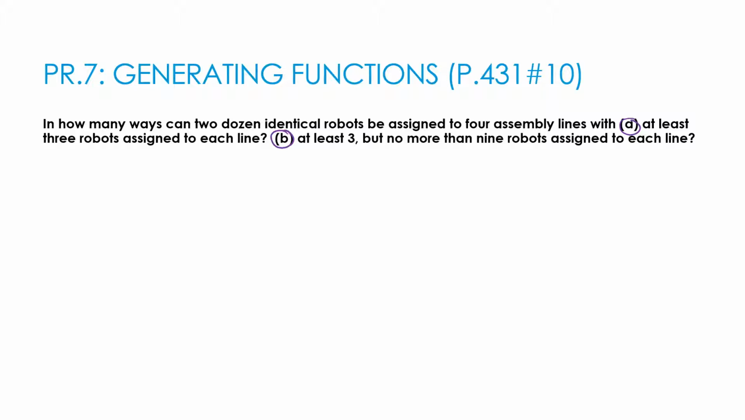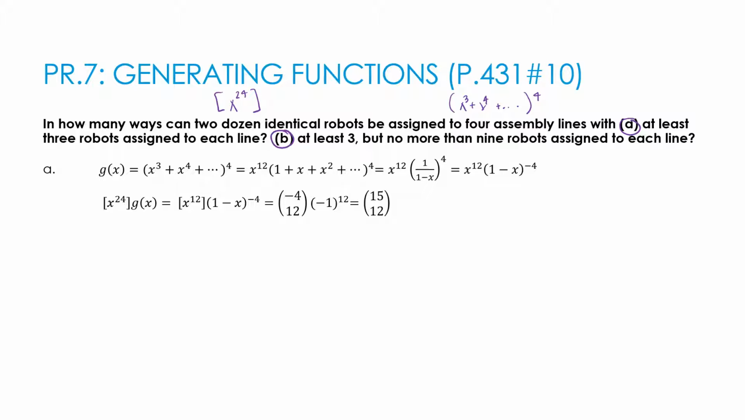So again, I've got 24 identical robots, and that just tells me x to the 24 is what I'm looking for. There's 4 assembly lines, which means when I write my generating function, it's going to be to the 4th power, assuming that each assembly line has the same restrictions. And for part A, at least 3 robots are assigned to each line, which means I'm starting at x to the 3rd. And is there an endpoint? Not for part A. There's no upper limit, so I can write it as an infinite series. So it's going to look like this. So again, x to the 3rd, etc., to the 4th power.